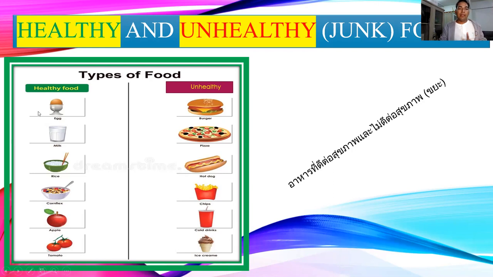Number one, we can learn about. You can also read the Thai language. Okay, I can't read the Thai language because I read only English. I have the two types of food, healthy and unhealthy. You can see the healthy foods and unhealthy foods. Today we will learn about it. Let's go. First, start this video and learn very well.